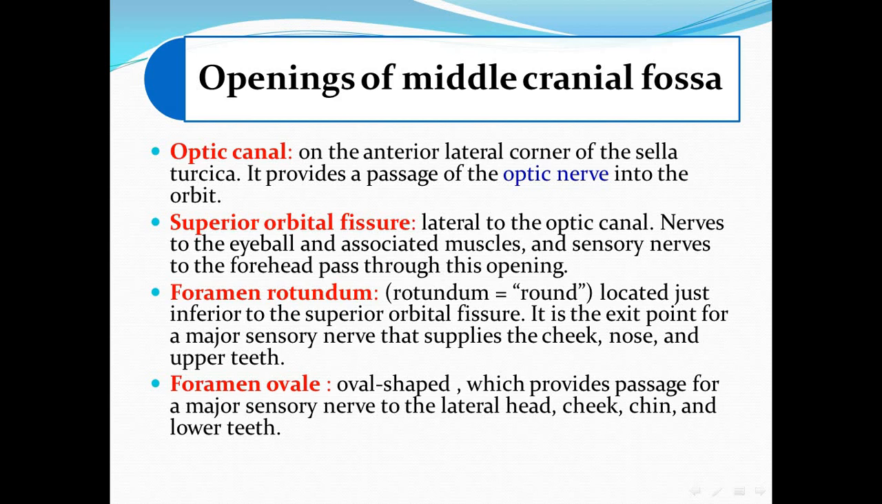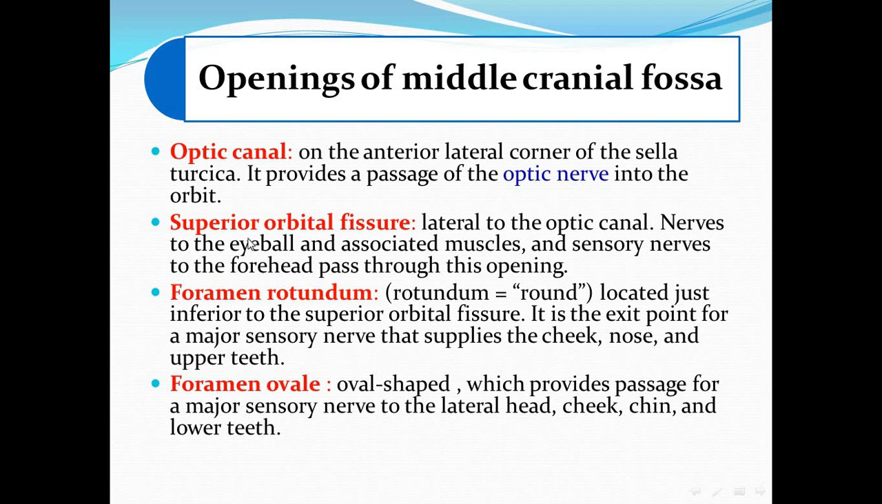The openings of the middle cranial fossa include several openings. One of the most important ones is the optic canal. The optic canal is located on the anterior lateral corner of the sella turcica. From the name, we know that it is the passage for the optic nerve into the orbit, and it also includes the ophthalmic artery as well.